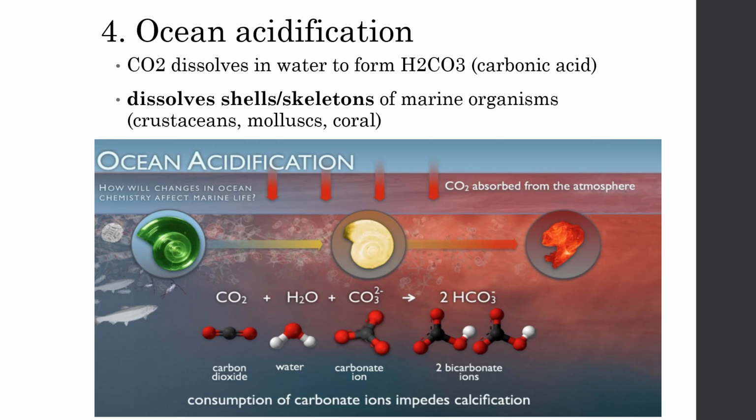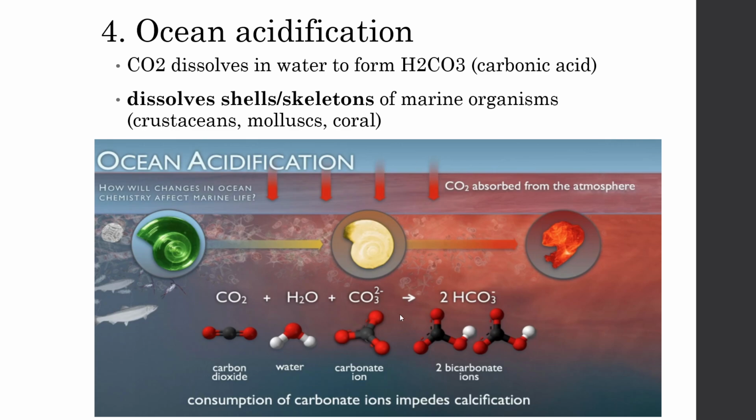CO2 enters the water. It dissolves into water and forms H2CO3, which is carbonic acid. The fun chemical equation right down here for you: CO2 plus H2O. Ignore that part just for a moment. CO2 plus H2O form H2CO3. That's carbonic acid. Carbonic acid dissolves the shells and skeletons of marine organisms like crustaceans, mollusks, and corals.